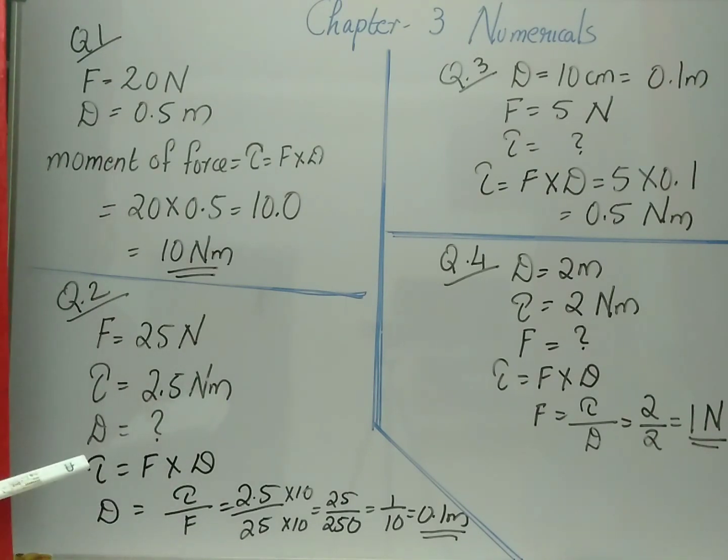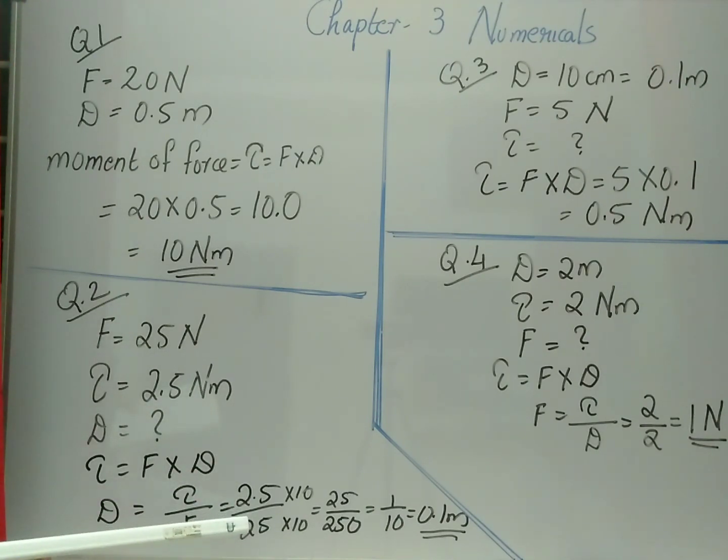Find the distance. We have the formula torque is equal to force into distance. From that, how will you calculate distance? The multiplication by F goes to the other side and becomes division. So distance is equal to torque by force, 2.5 by 25. You may calculate it directly, or to remove the decimal, multiply both numerator and denominator by 10. You will get 25 by 250. Cancelling, you will get 1 by 10, that is 0.1 meter.